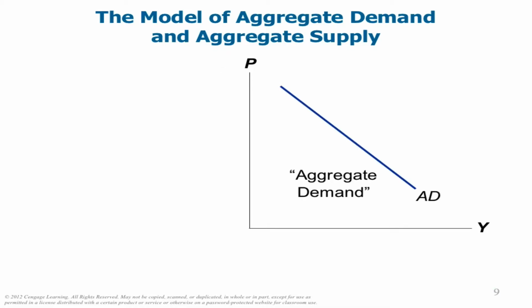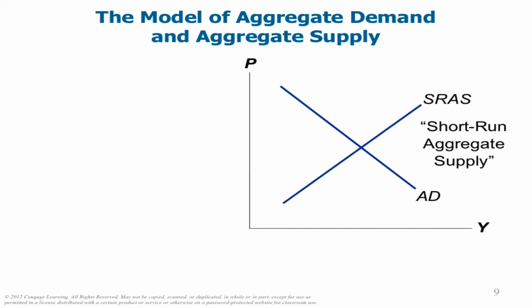So there's your aggregate demand. If you are graphing aggregate demand, your label must be AD, capital A, capital D. This demand curve looks remarkably similar to the demand curves that we have played with before, because it is.